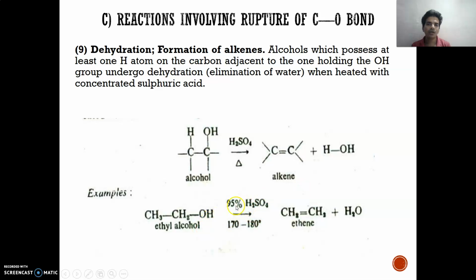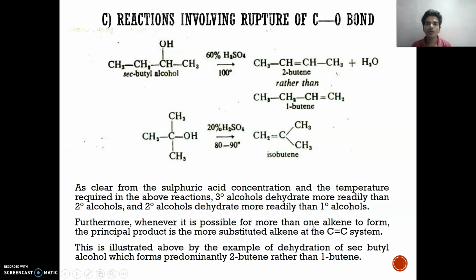For example, ethyl alcohol with 95% concentrated H2SO4 at 170 to 180 degrees temperature gives ethene, that is an alkene. Here is secondary butyl alcohol, where only 60% H2SO4 is used and 100 degrees temperature is maintained. It gives 2-butene rather than 1-butene. And here with 20% H2SO4 and 80 to 90 degrees centigrade temperature maintained, it gives isobutene.